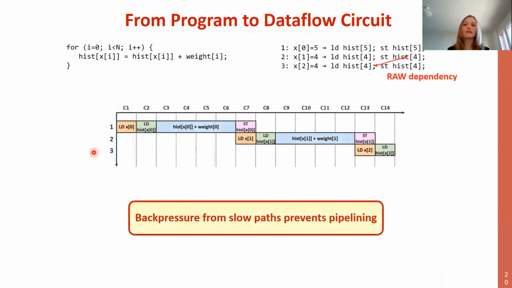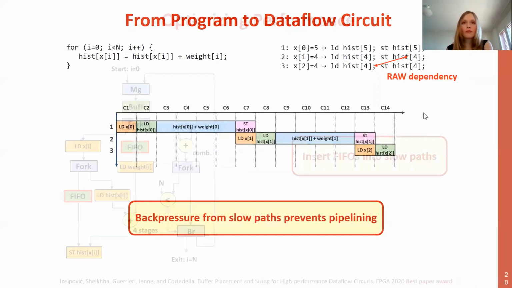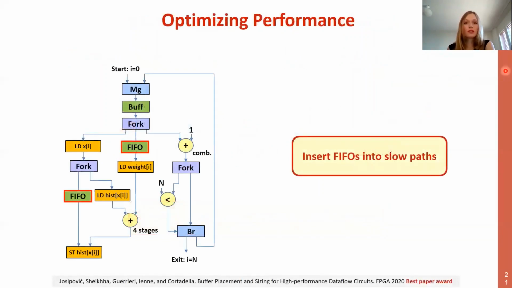And this means that although we have dynamic behavior, we cannot achieve the high performance that we want. There are some slow paths that are causing back pressure and preventing us from pipelining our loop. So to resolve this issue, we have developed a strategy to place and size FIFOs into the design to relieve back pressure in the slow paths and to allow fast paths to propagate data at a high rate.